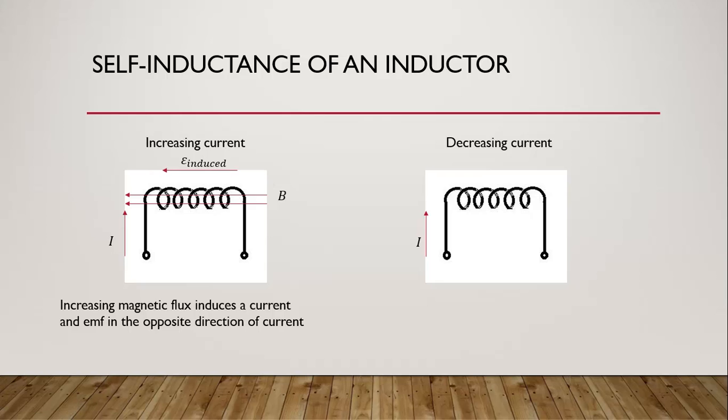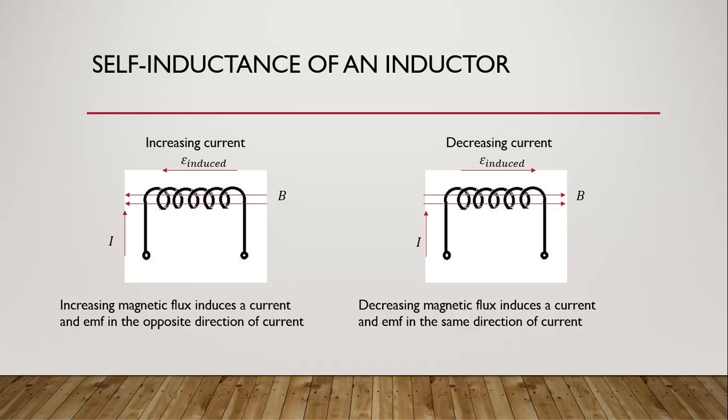Now if you're trying to do the opposite, decrease the current, well, you're going to get a magnetic field that gets induced in the opposite direction. Well, decreasing the magnetic flux induces a current, an EMF, in the same direction as your original current. And so in that direction. So really what an inductor does is it resists the change in current in a circuit. So it tries to slow down changes in current.